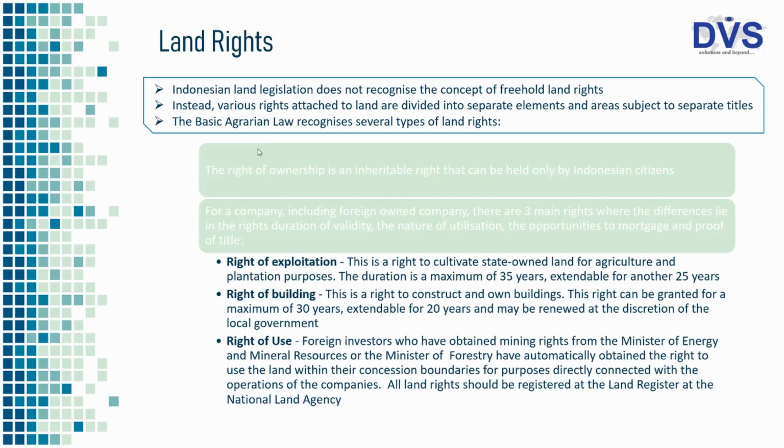In the case of agricultural land owned by a foreigner, the maximum duration that he can hold the land is 35 years, extendable for another 25 years. So at the end of 60 years maximum, he'll have to return the land back to the landowner. Then there is the right of building. If a foreigner would like to buy land and construct a building and operate his office and business from that building, he's eligible to hold that for a period of 30 plus 20, 50 years, not more than that.